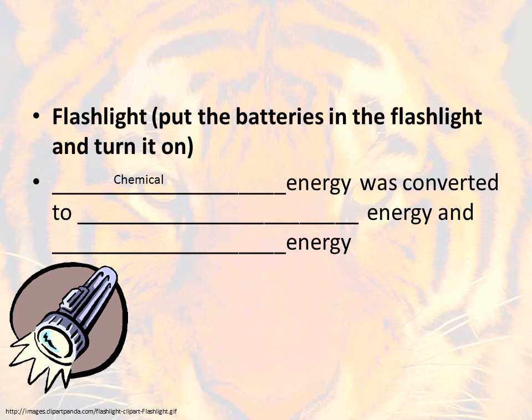The chemicals are stored in the battery. It's storing the energy. So chemical energy was converted to electrical energy. So now the flashlight actually has electricity to use from that stored up chemical energy. And that electrical energy was then produced to light energy. So now the flashlight is actually shining. So there you can see the process of energy transferring from chemical to electrical to light. Very popular example.